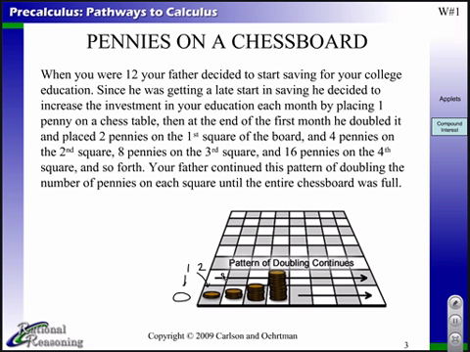Then every month after that, he doubled what he put in the previous square in the new square. So here in the second square, he put 2 times that, or 4. And then he doubles again. Every month doubling, like that.